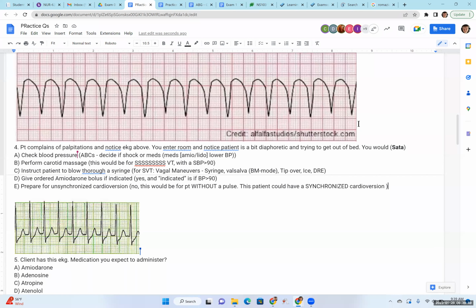Yeah, if they lost a pulse, okay. But then we're adding information into it, right? They'd have to say they had no pulse. Then yes, I prepare for unsynchronized cardioversion. Well, someone did CPR, someone got the epi ready, someone was doing CPR and everything.